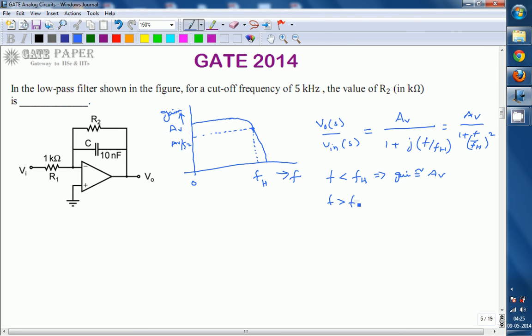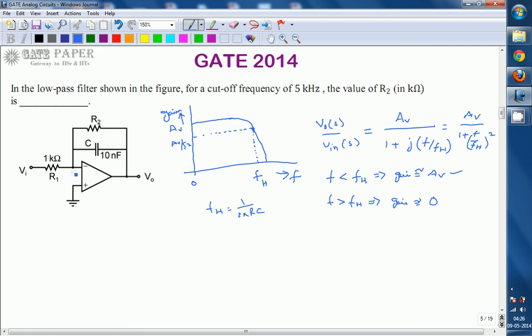Whenever f is greater than fh, f by fh is very large, so AV divided by a very large value means the gain is approximately 0. That is, it passes low frequencies up to the cutoff frequency fh, the upper cutoff frequency. The fh value is 1 by 2 pi RC. Now we will see this circuit.